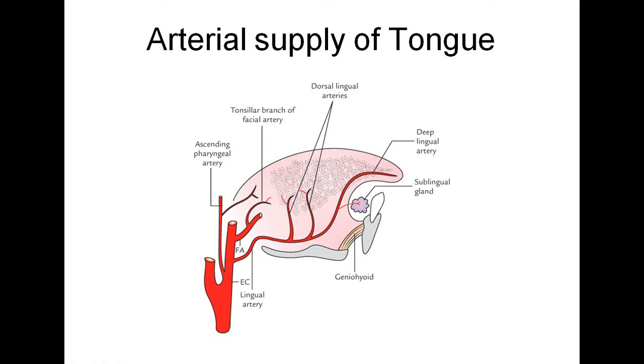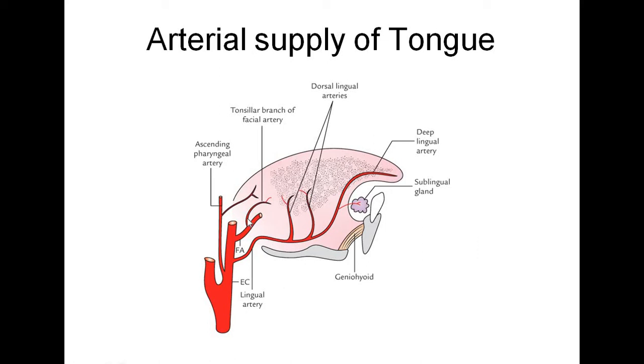Coming to the arterial supply of the tongue, the main artery of the tongue is the lingual artery, which is a branch of the external carotid artery. The lingual artery has branches: the dorsal lingual arteries, which supply the inferior aspect of the tongue, and the deep lingual artery, which goes up to the tip of the tongue, and here it anastomoses with its fellow of the opposite side.